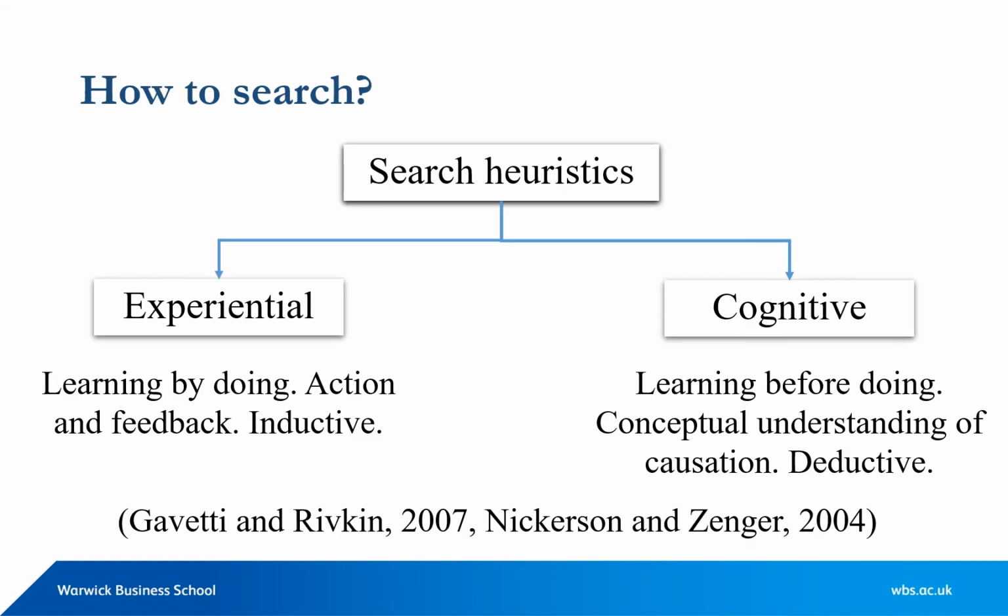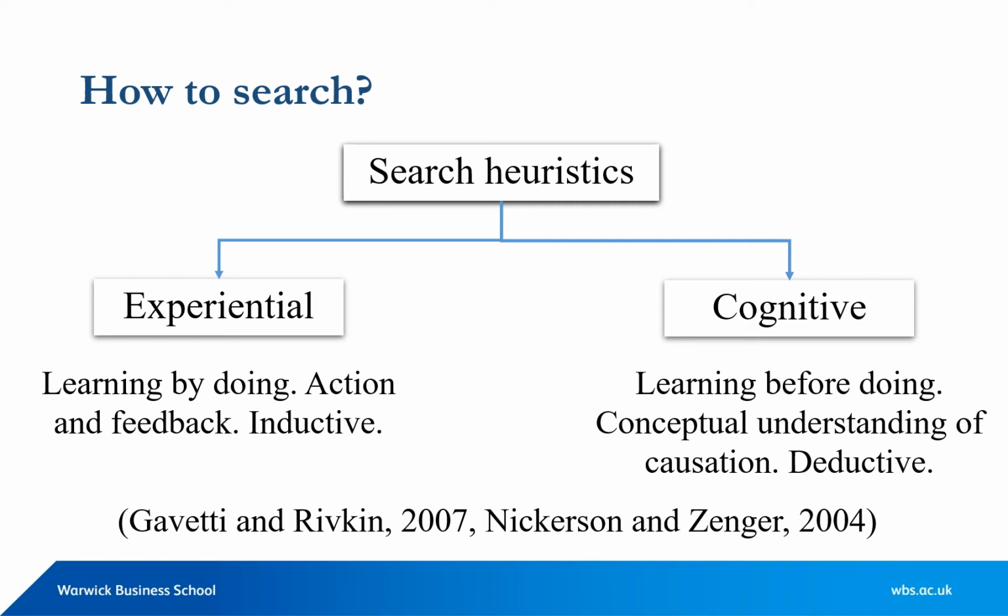Another dimension to categorize search is by the heuristics. That means how does a firm conduct its search? First, it can engage in experiential search. It is an inductive approach. The firm engages in learning by doing. It takes actions and learns from the feedback.